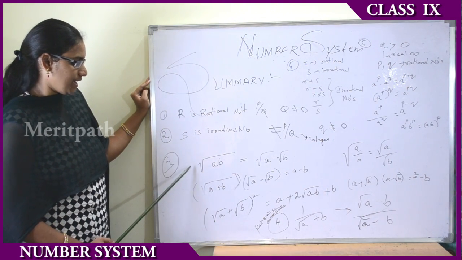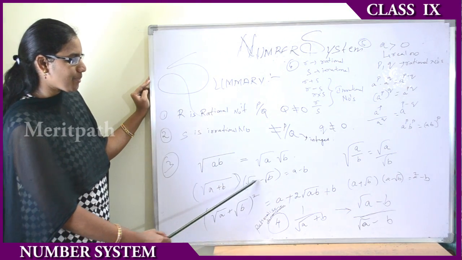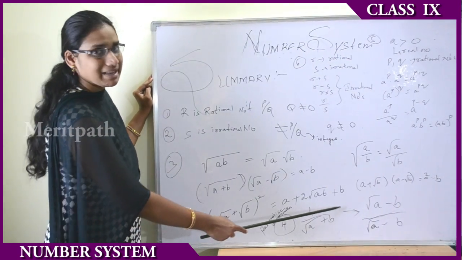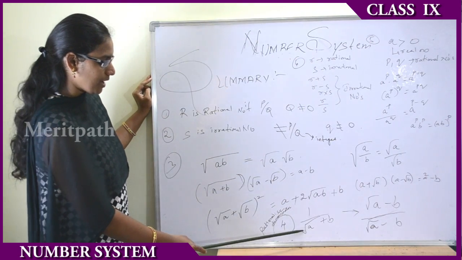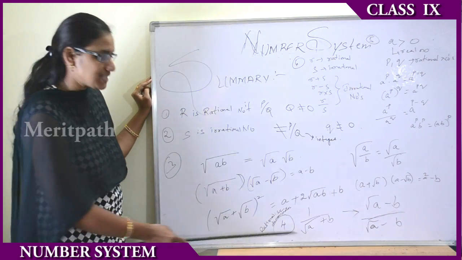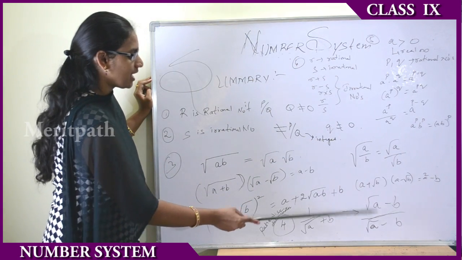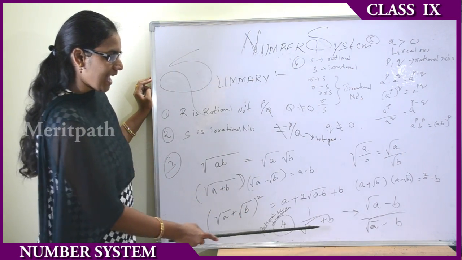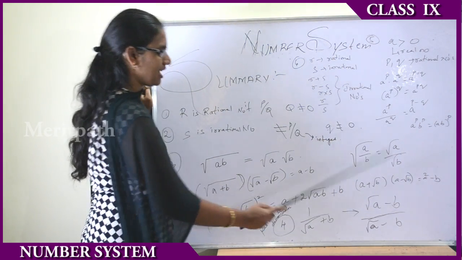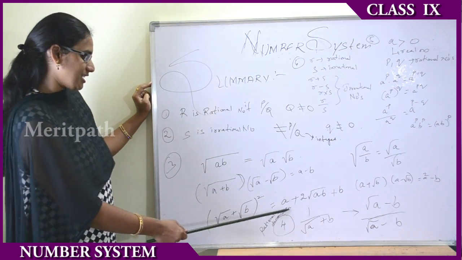Third point, we can represent root ab equals root a into root b, and root a plus root b into root a minus root b equals a minus b. Root a plus root b whole square equals a plus 2 root ab plus b. And 1 by root a plus root b: when we want to rationalize the denominator, we multiply both numerator and denominator with the conjugate of the denominator, that is root a minus root b by root a minus root b. This is the fourth very important formula in order to rationalize the denominator.